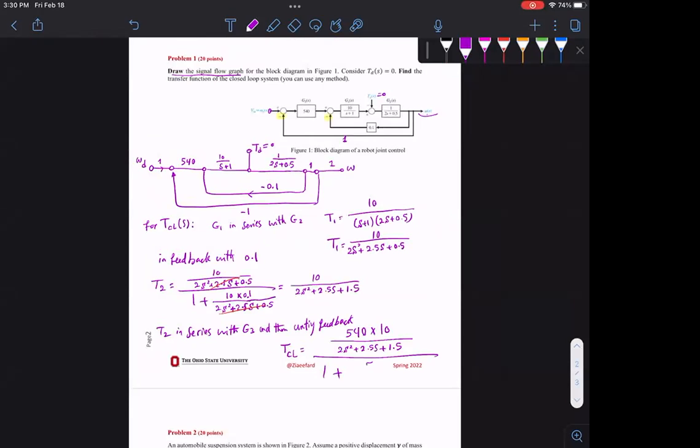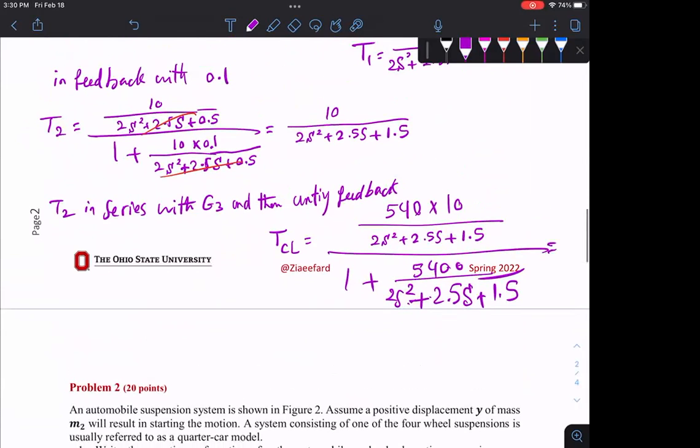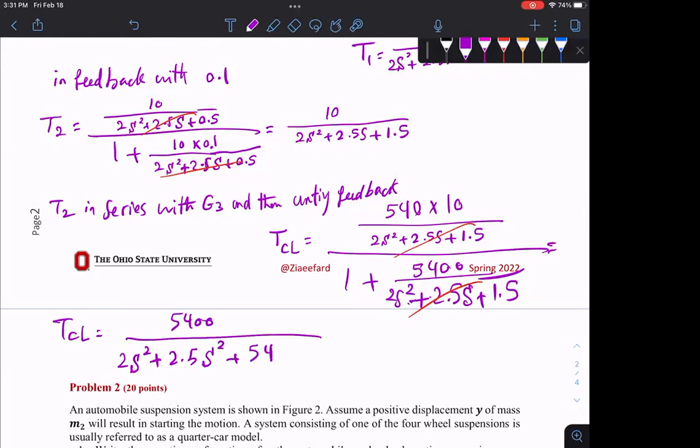One plus that whole thing. 5400 divided by... What did we replace? I forgot. Okay, 2S squared plus 2.5S plus 1.5. Now you have to solve this, right? So you will cancel these two and then write the final. What was your final? It's like 5400 over 2S squared, because I made a small mistake there, plus 2.5S plus 541.5? Yeah. Okay, that is your closed loop transfer function.